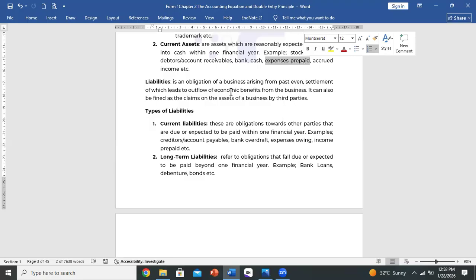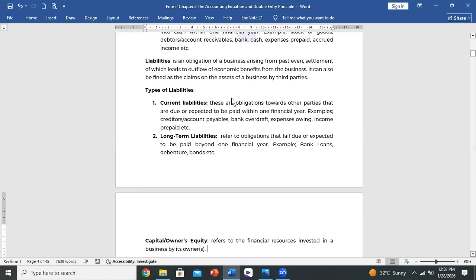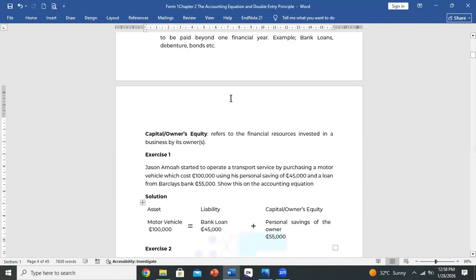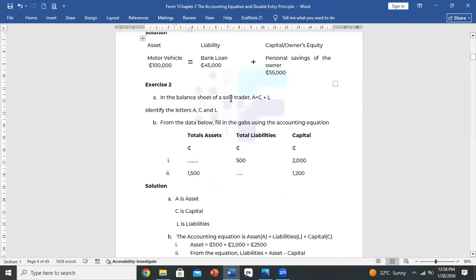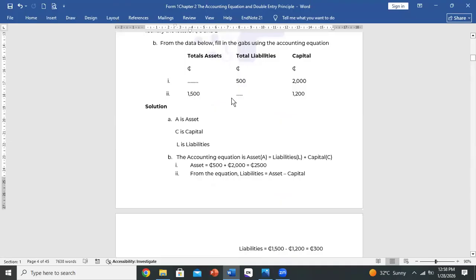Then you come to the liabilities. So the definition of liabilities, these are obligations or the debts, the debt of the business, right? Settlement of which leads to outflow. In fact, the definitions I put in this note are the standard definitions. Then types of liabilities, we have the current and the long-term liabilities. And I think you know that one as well. Then we come to capital, which is what the owner has invested in the business. So you need to appreciate these element examples, and then you can manipulate the accounting equation. I know you did all that.